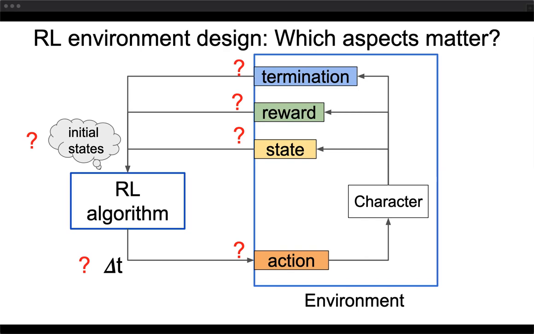For the state, we can ask ourselves, what is the best state representation for representing the character so that the RL policy can take the best possible action? For the action space, we can think, what is the action space that we should use? Should we output torques? Should we output desired joint angles, or what? Also, the initial state distribution plays an important role. And in the same way, the delta t, the control frequency of the RL policy, can also affect the final results.